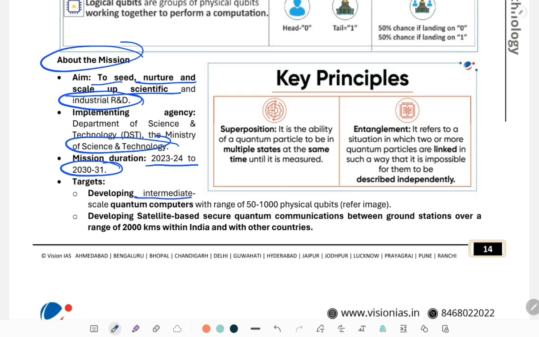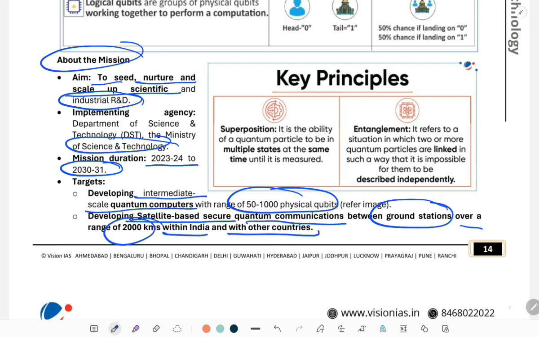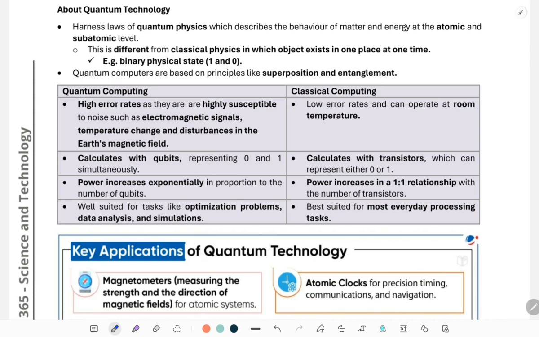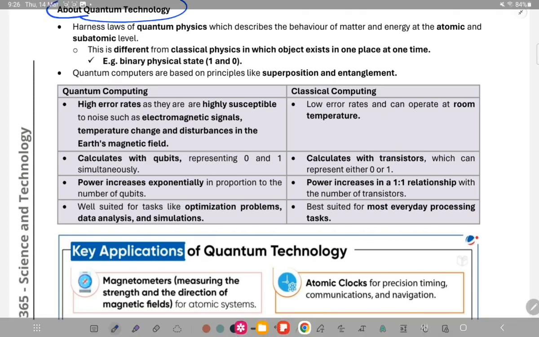Targets include developing intermediate scale quantum computers with a range of 50 to 1000 physical qubits, and developing satellite-based secure quantum communications between ground stations over a range of 2000 km within India and with other countries. Okay, we'll see about quantum technology.